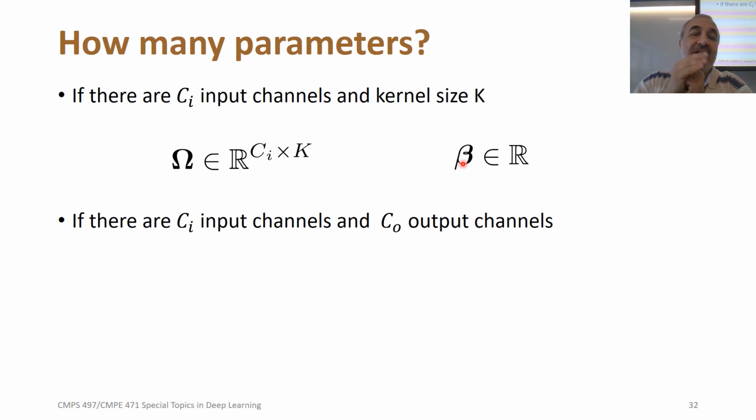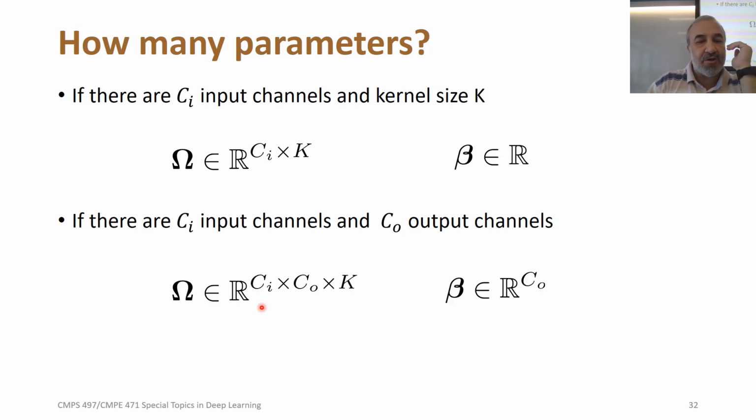If we have CI input channels and CO output channels, how many weights will we have? All of that multiplied by CO, because we have multiple kernels. So how many kernels will we have in this case? CO. So we multiply this by CO, and we'll have CI by CO by k. That's the weight matrix, which would be 3D in this case. And the biases will be CO.